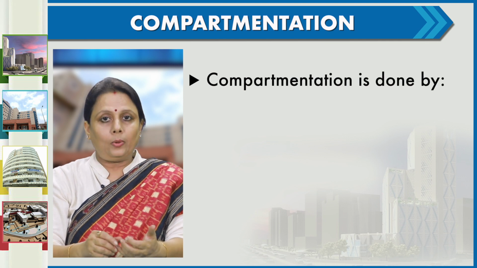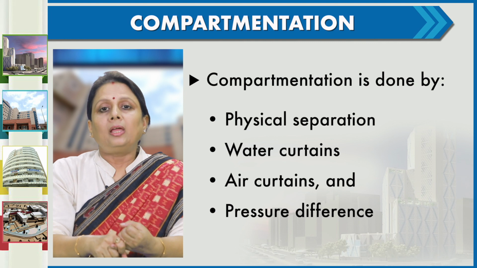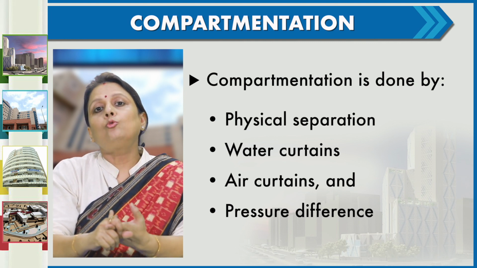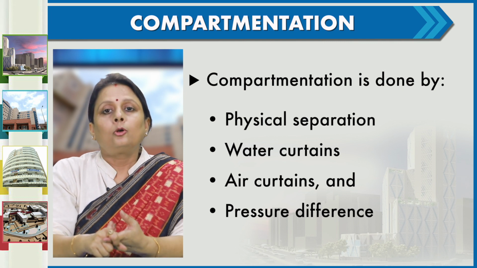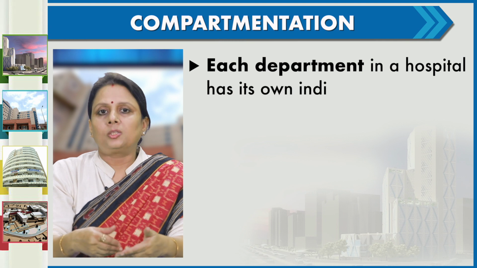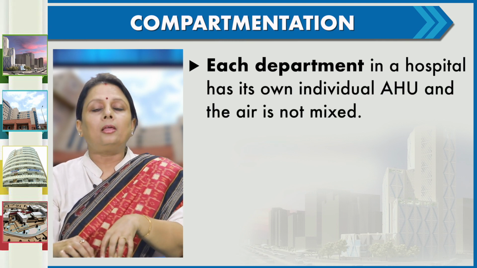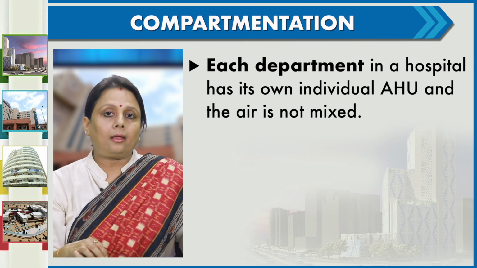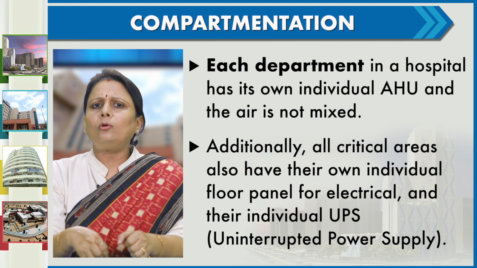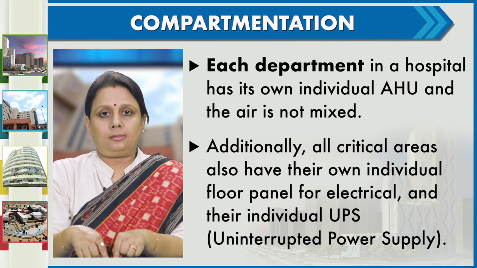Compartmentation is done by many ways. First is physical separation. Then we can use water curtains, air curtains, and we also use a pressure difference to create that compartmentation. Each department in a hospital will have its own individual AHU, and this air is not mixed with any other air. Additionally, all critical areas also have their own individual electrical flow panels and their individual UPS.